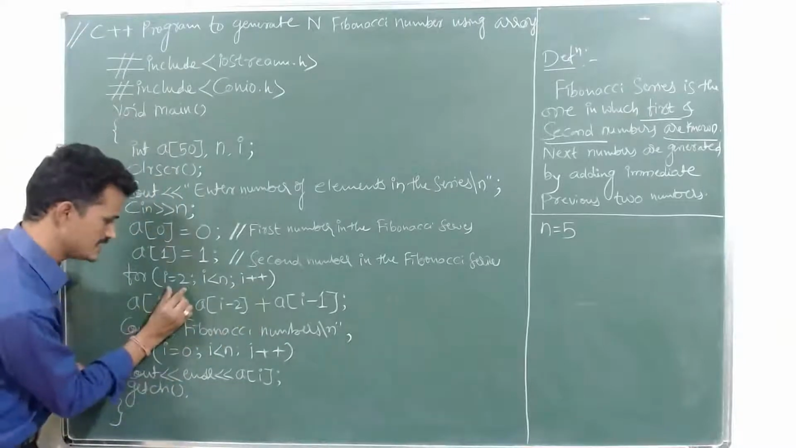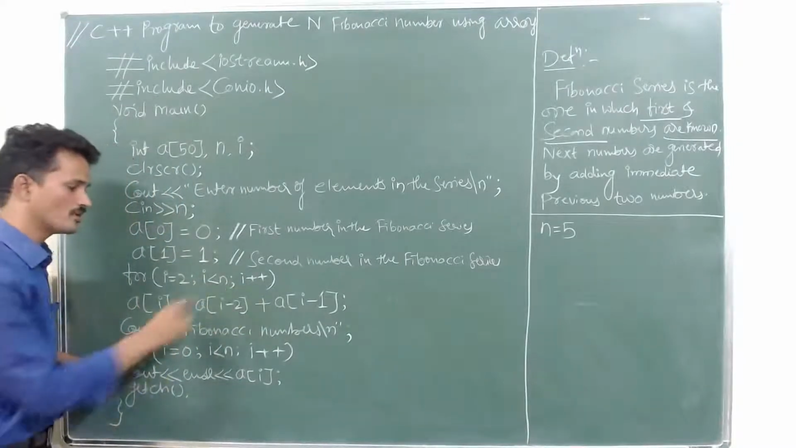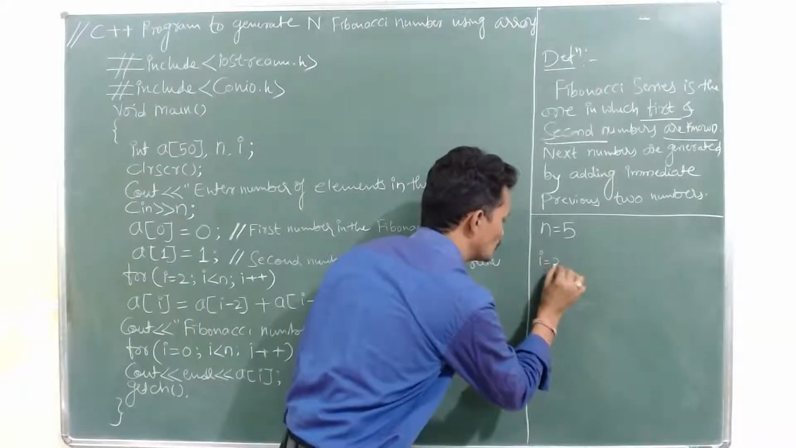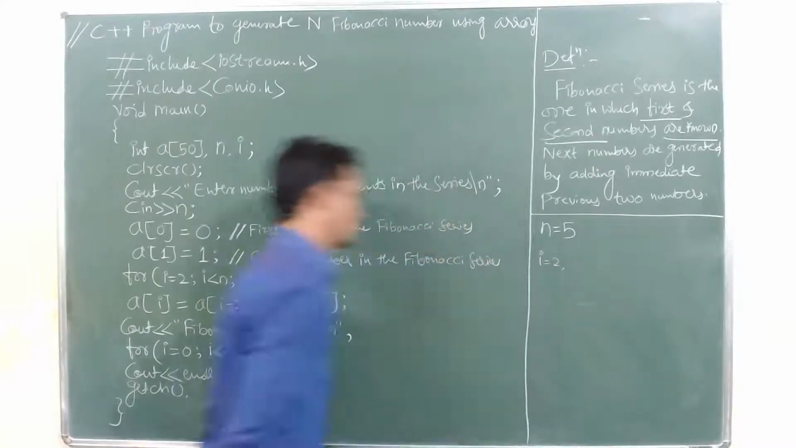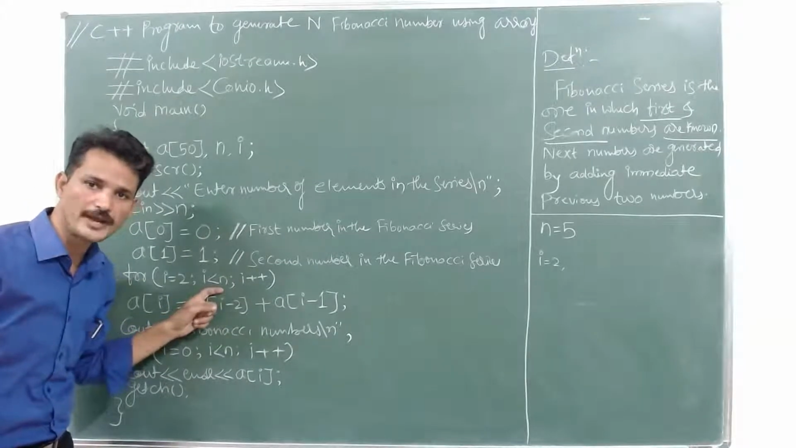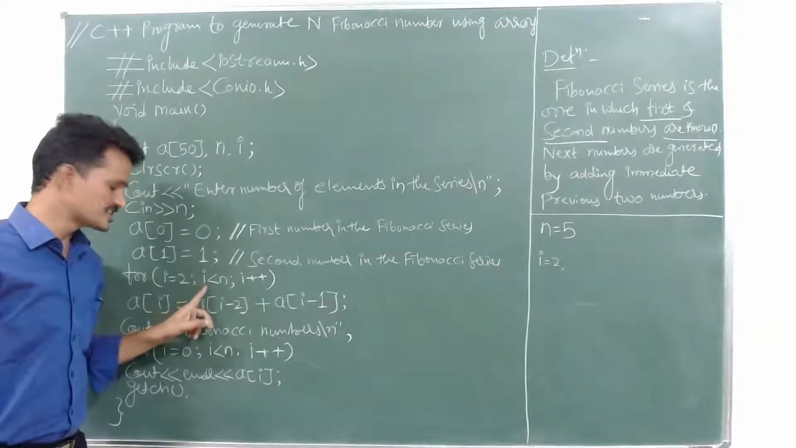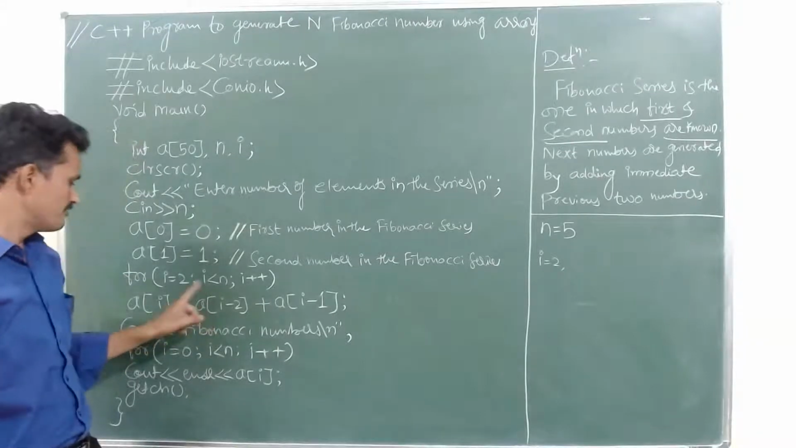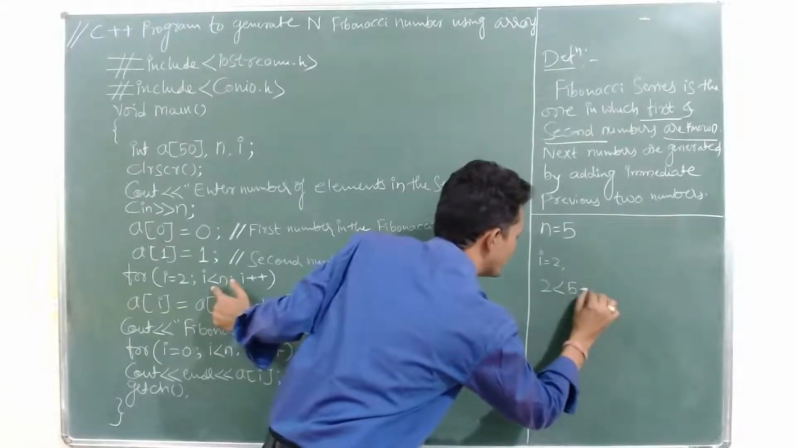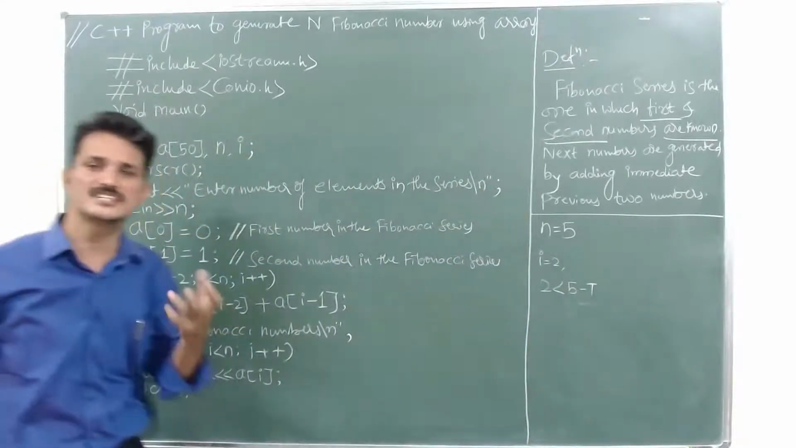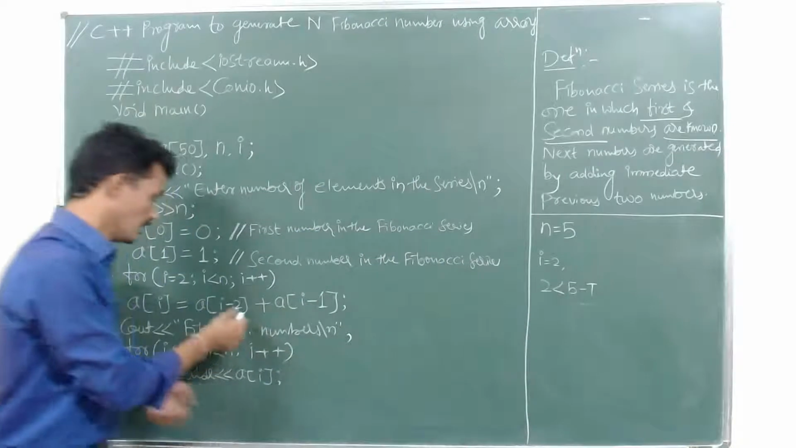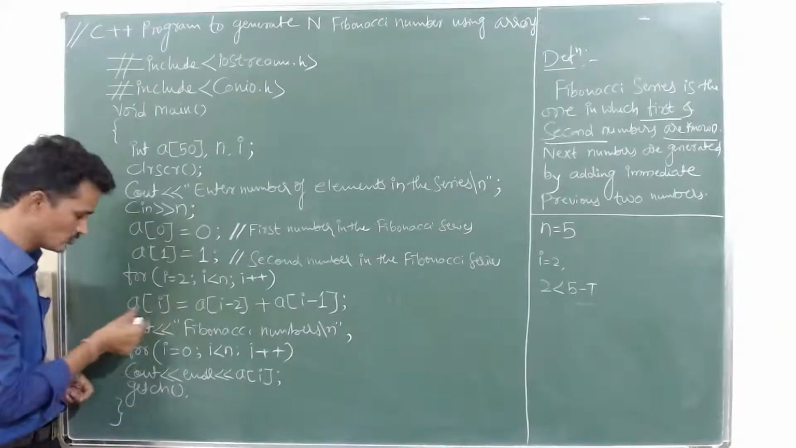Followed? So i is equal to 2, i is less than n. What is the value of n? 5. So I'll write here, i is equal to 2, n is equal to 5. Straight away I have to check the condition here. The logical condition is i is less than n. What is the value of i? The value of i is 2. So 2 is less than 5. Yes, it is true. Condition is true. When this condition is true, I have to execute this statement.